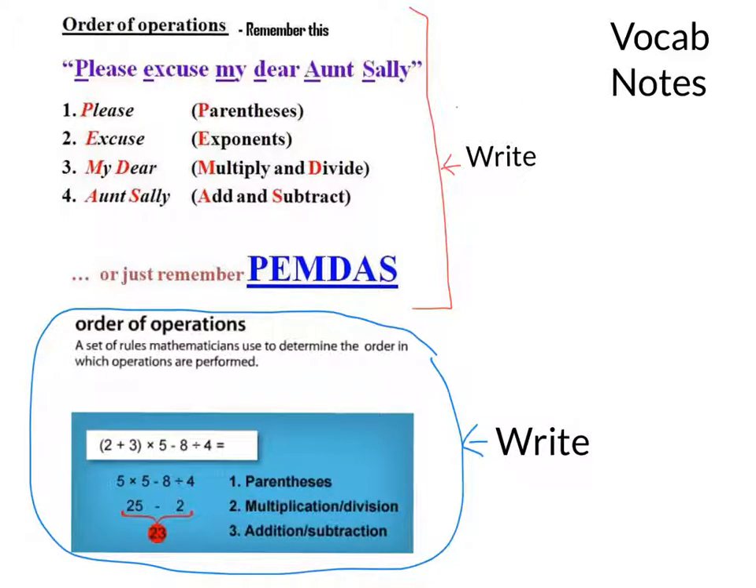Alright, here are your vocab notes that you are starting with. Alright, and these are the two different things that you are writing. There is an acronym for this. It's PEMDAS. Please excuse my dear Aunt Sally. Alright.